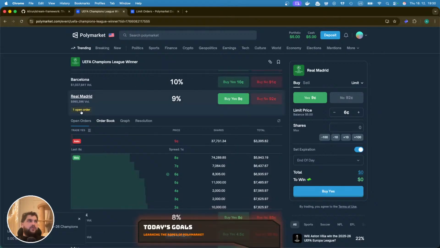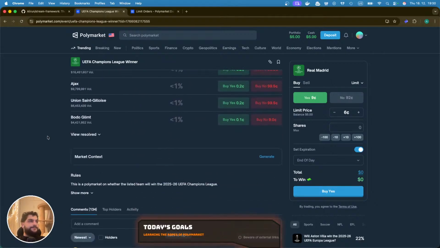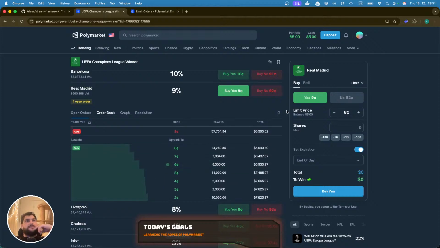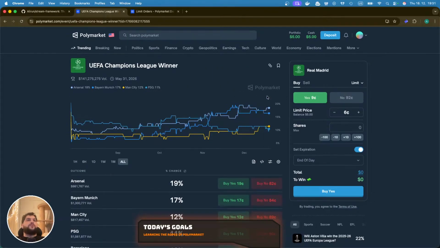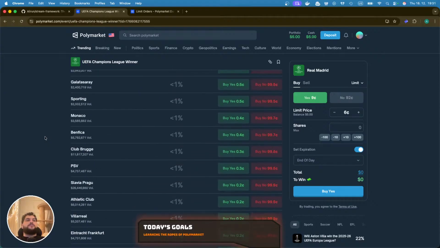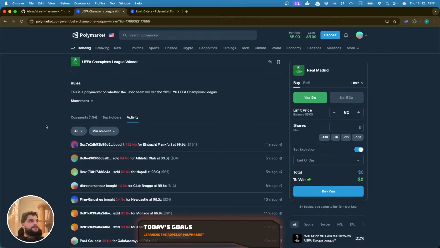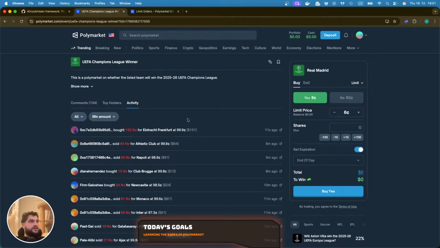Okay, now we have one open order placed. It sits here at 6 cents. We are now part of this bunch of shares, and we can wait until it gets matched, but I don't think that it will move quickly. I think it usually moves during the day of the matches, and also probably when some player gets hurt or something. Let's see the activity. There are many trades happening.